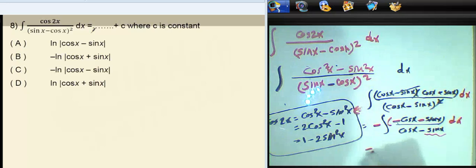Okay, then we can find the result. Write ln here, absolute value about the numerator, cosine x subtract by sine x. Understood? Choose letter C about this result.